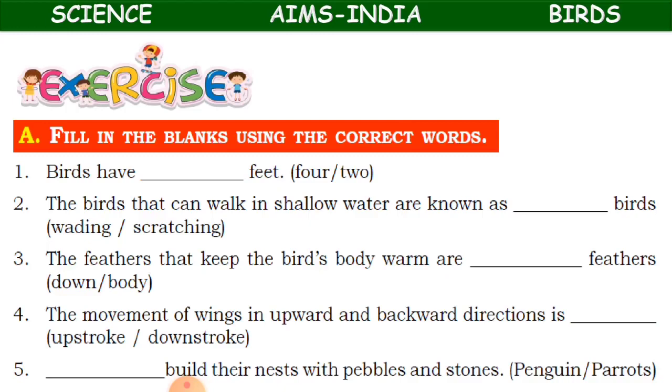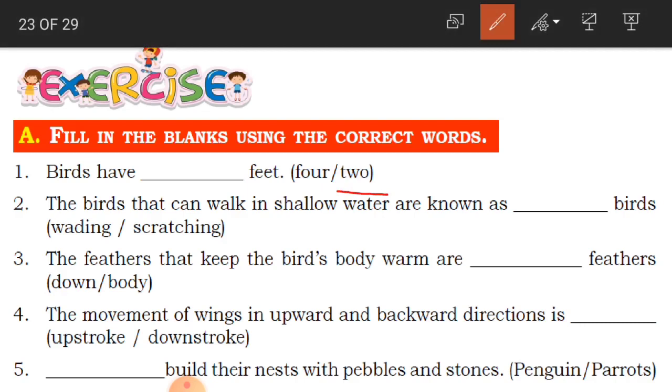Now fill in the blanks with the correct words. First one is birds have dash feet. Birds have dash feet. How many feet do they have? They have 2 feet. 4 or 2? 2 feet.